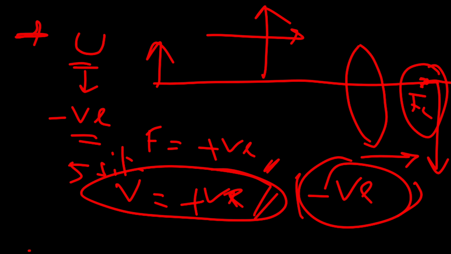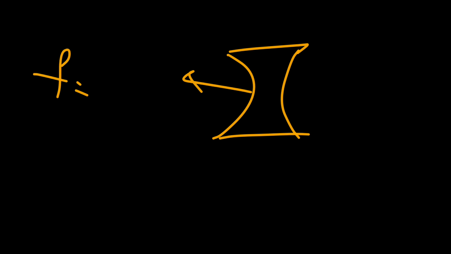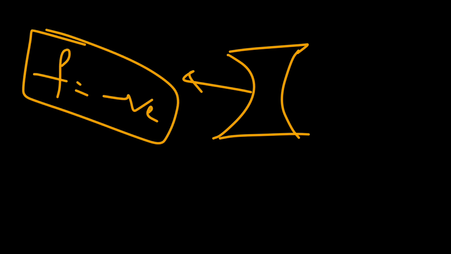For a concave lens, the focal length is considered a negative value, because for a concave lens the image is formed on the same side as the object. We'll discuss this in detail after completing the convex lens. Don't get confused.